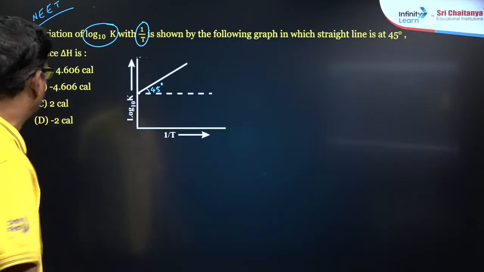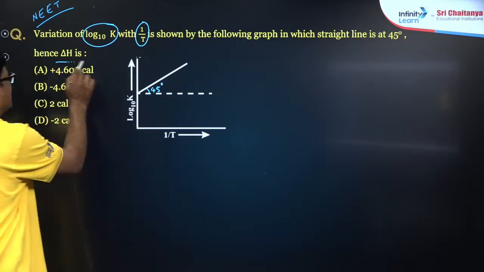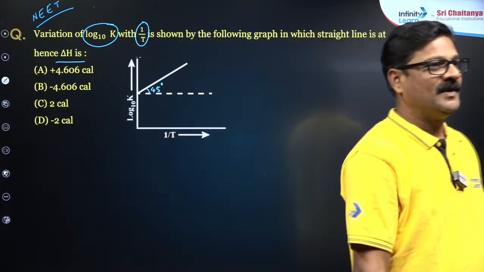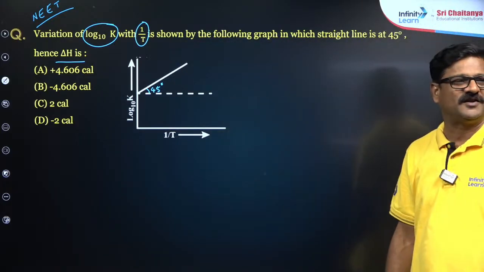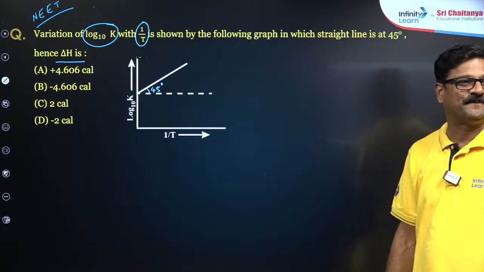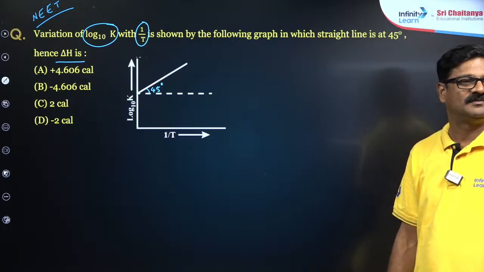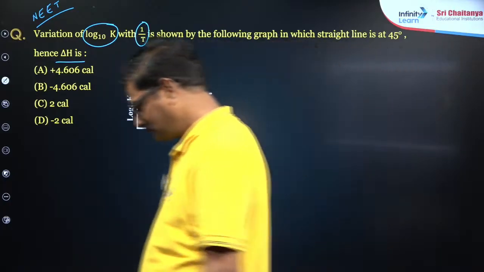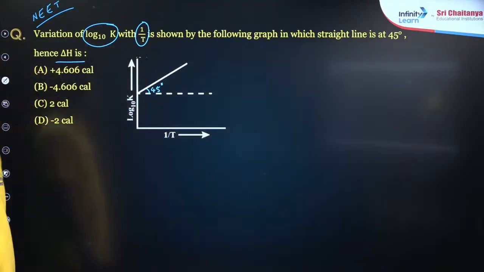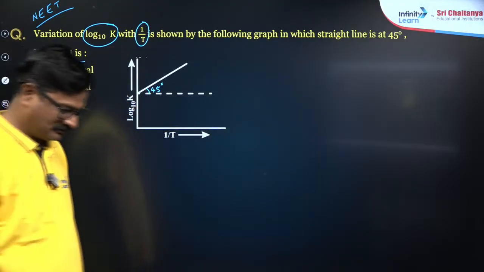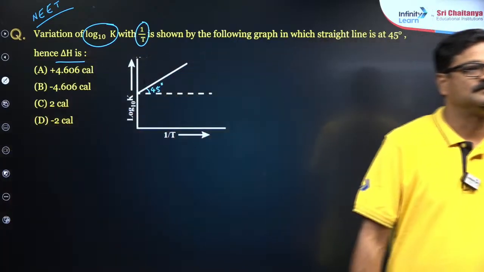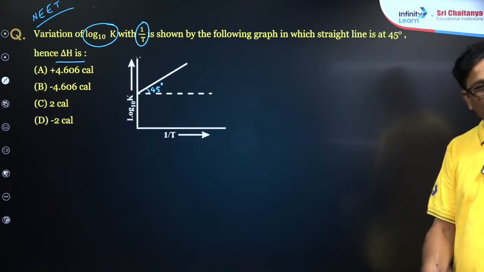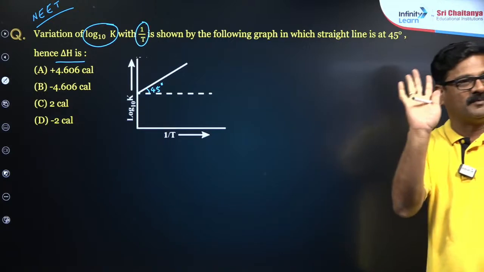So you can calculate the slope, and delta H of the reaction is. Will you do it, or do you want me to do it? Quickly, speak up. You want me to do it, I'll do it. No problem, I'll do it.